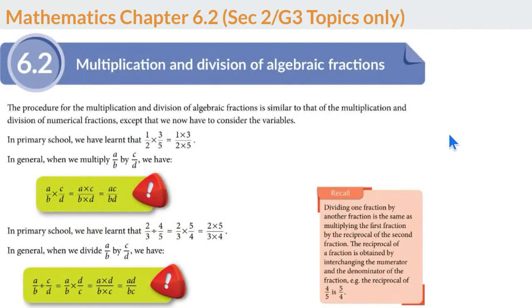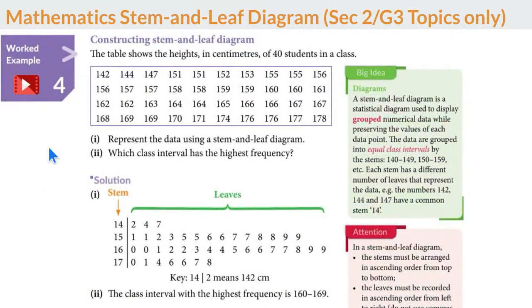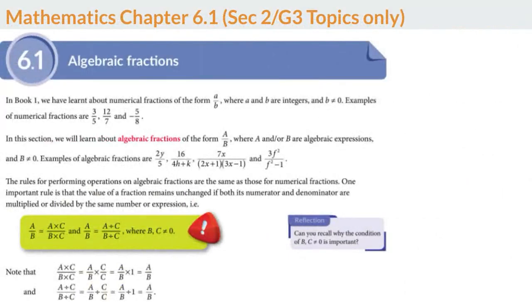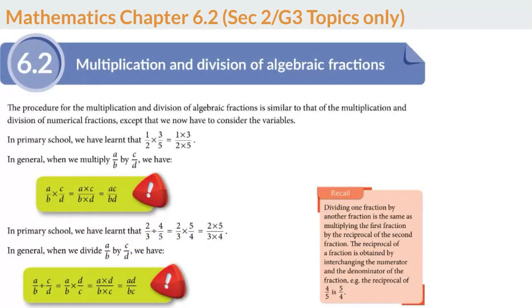6.2, nothing much here, it's just that you need to times them out. 6.1 is basically rules only. This is 6.2, which is when you multiply and divide algebraic fractions. If you need to pause the video, please pause it because I'm going quite fast here. Next one is direct and inverse proportion. That one also no problem.